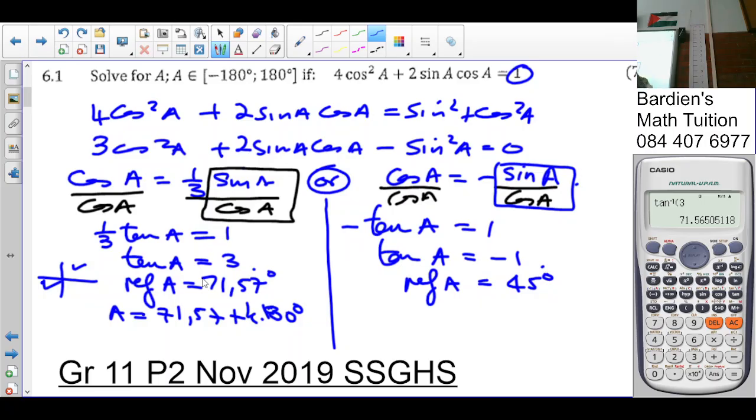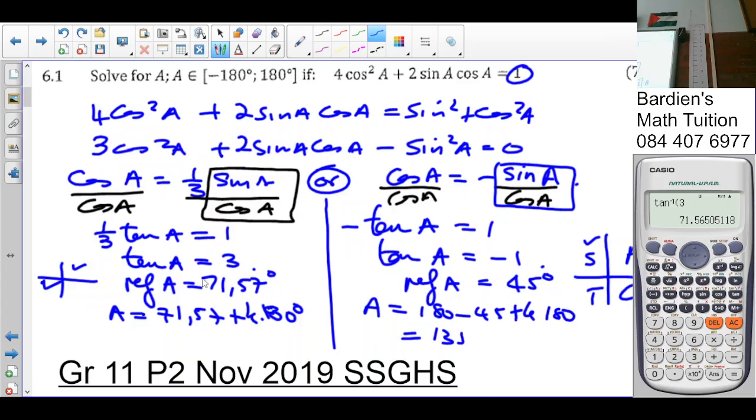Which question comes to mind? In which quadrant is tan negative? The CAST diagram shows tan is negative in the second and fourth quadrant. How do we get to the second quadrant? It's going to be 180 minus 45 plus k times 180. So that's going to give you 135 plus k times 180.